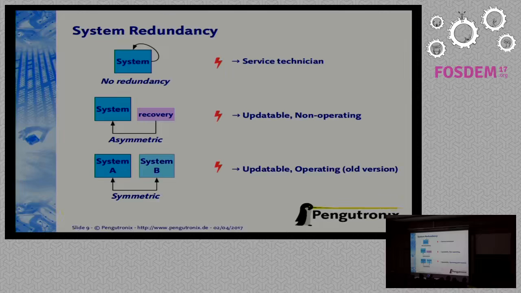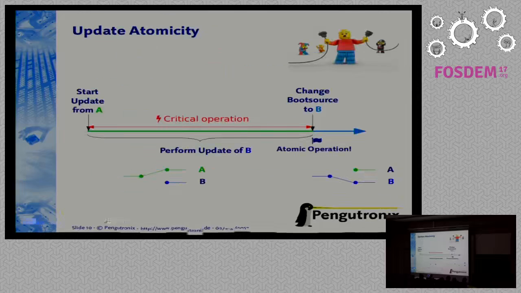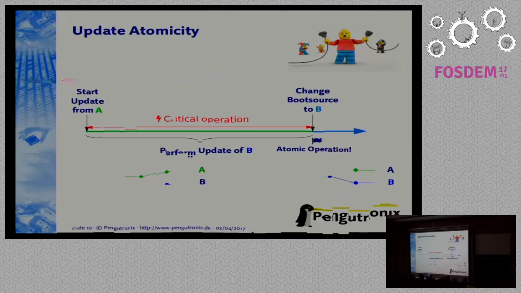So another thing that is really important when updating is atomicity. The result of the update should either be that the update succeeded or the update failed. And you don't want to leave it in an intermediate state where it's not defined. So how can we achieve this?